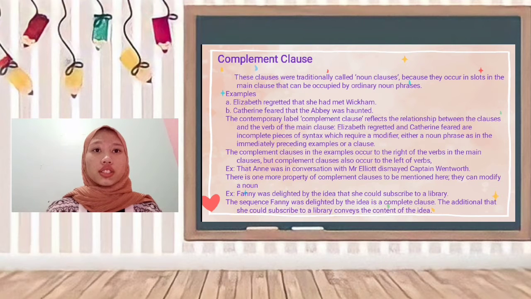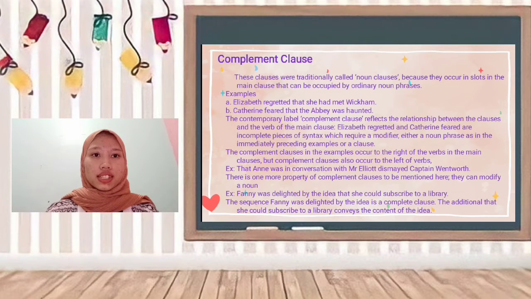Complement clause. These clauses were traditionally called noun clauses because they occur in slots in the main clause that can be occupied by ordinary noun phrases. Examples: Elizabeth regretted that she had met Wickham. Catherine feared that the Abbey was haunted. The contemporary label complement clause reflects the relationship between the clause and the verb of the main clause. Elizabeth regretted and Catherine feared are incomplete pieces of syntax which require a complement, either a noun phrase, as in the immediately preceding examples, or a clause.